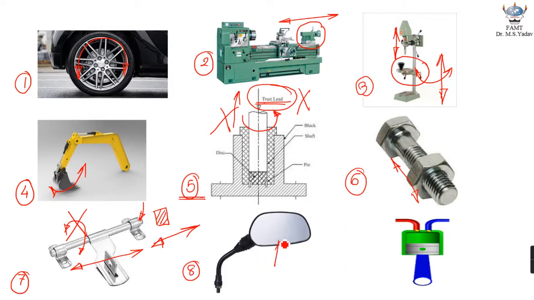Number 8 is the mirror of a bike. Now this mirror can turn in absolutely any direction depending upon your requirement. So this becomes the best example of an incompletely constrained motion. And number 9 is obviously a piston, which is sliding with respect to the cylinder. So it can only slide in one direction. So once again, this becomes the best example of a completely constrained motion.